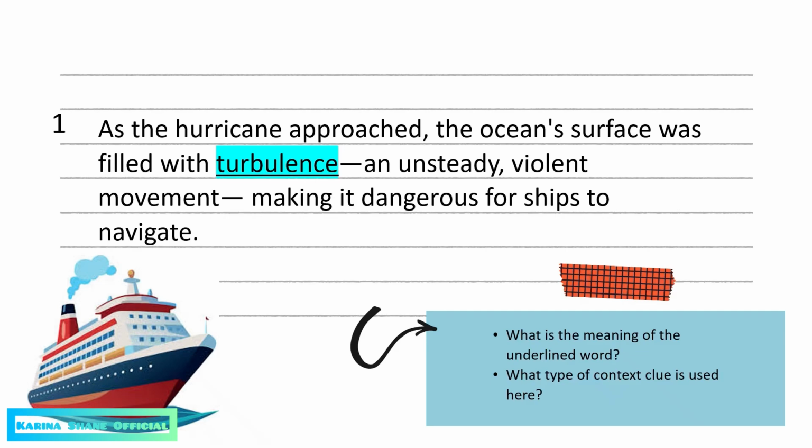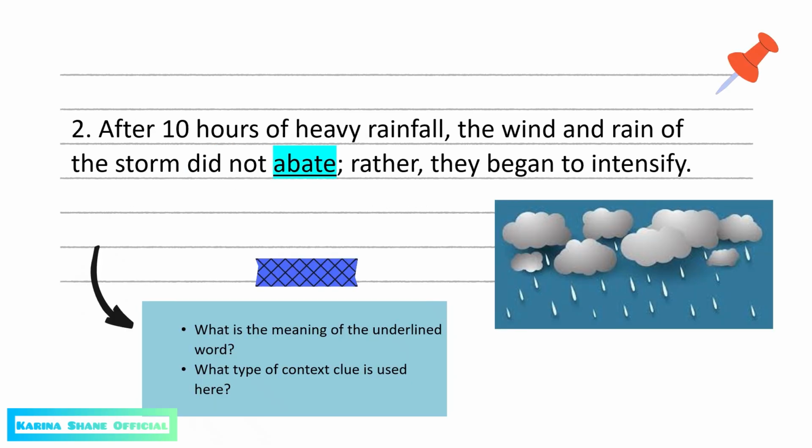for ships to navigate. What is the meaning of the underlined word or the highlighted word? What type of context clue is used here? Comment down your answer. Number 2. After 10 hours of heavy rainfall, the wind and rain of the storm did not abate, rather they began to intensify. What is the meaning of the underlined word? What type of context clues is used here? Comment down your answer, or you may jot down your answer.